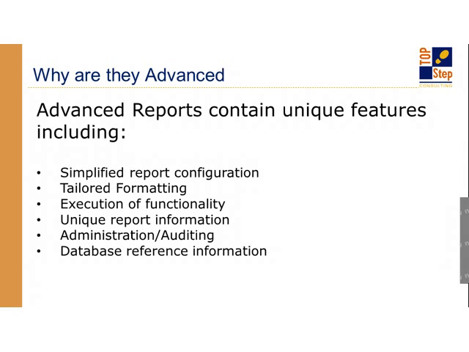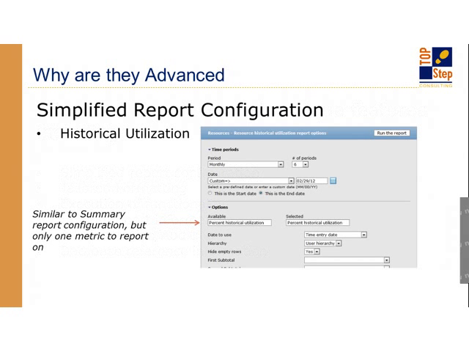So starting with our first topic here, the simplified report configuration. This here is an example of the historical utilization report. And you can see from the configuration options here that it's similar to the summary reports. We have our time period section up at the top. You can see the subtotals down here, hierarchies. But notice the available options and selected are limited to just the one. So rather than having that pick list that you normally see in summary reports, where you can pick the metrics that you want to report on, you only have the one metric here, and that's not something you can change.